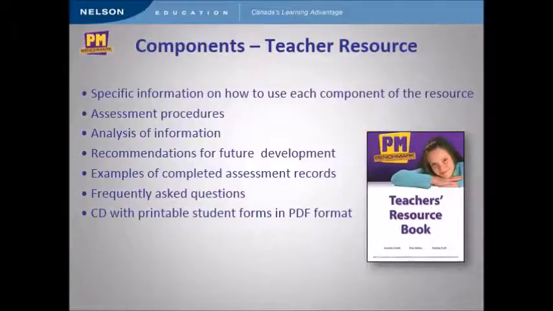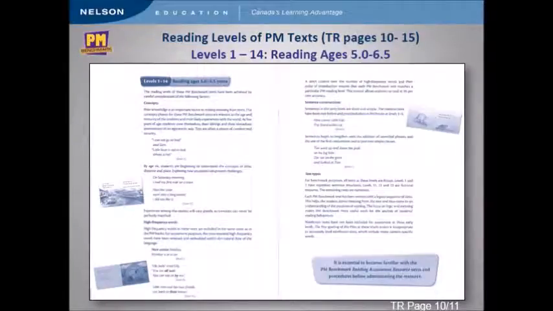There is also a CD available inside the front cover that will provide you with printable student forms. Pages 10 to 15 in your teacher's resource will help you to become familiar with the characteristics of the text at the various reading levels. So the pages that are shown here are for reading levels 1 to 14. We'll identify for you the characteristics of the text based on the concepts included in the text, the high frequency words, the sentence structures, and the text types.